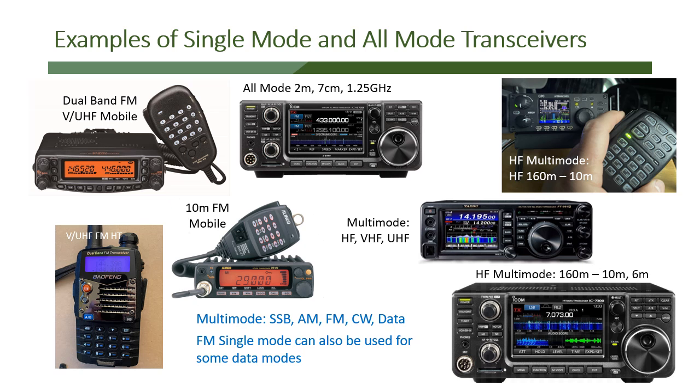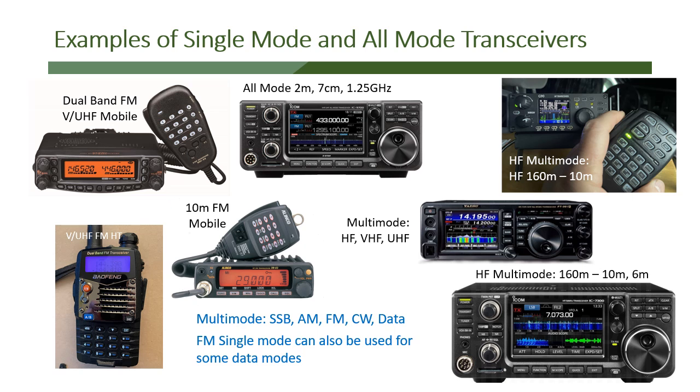Below that is a Baofeng dual band FM handy-talkie. This also has the ability to do two channels and to hear two channels at the same time. You can only transmit on one channel at any given time for either of those two radios. The difference is that the Baofeng HT is not a true dual band radio because it has one receiver and it's just switching very quickly between the two rather than having two dedicated receivers. And then we have a 10-meter FM mobile unit. And then we start moving into all mode units.